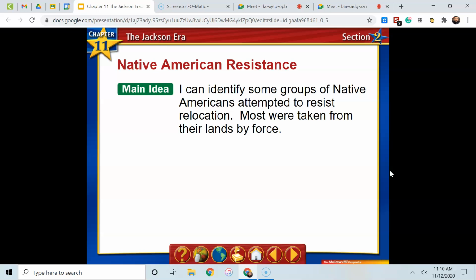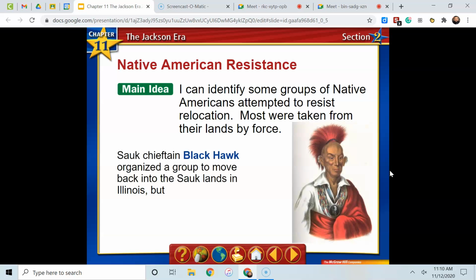Again, coming back to this idea that there was resistance. And so kind of our second major idea and our learning target here is I can identify how some groups of Native Americans attempted to resist relocation. And in some cases, they were successful. Most of them, unfortunately, are going to have their lands taken by force. But I want to talk a little bit about some of those examples.